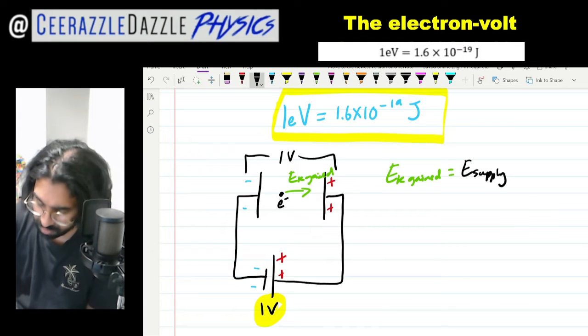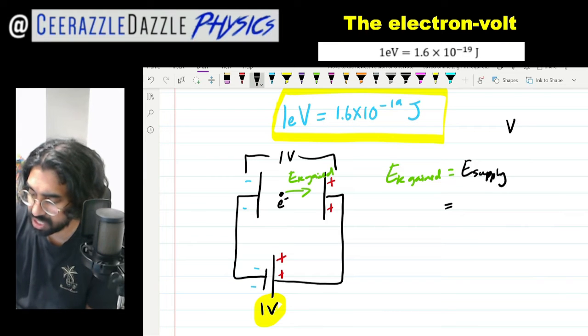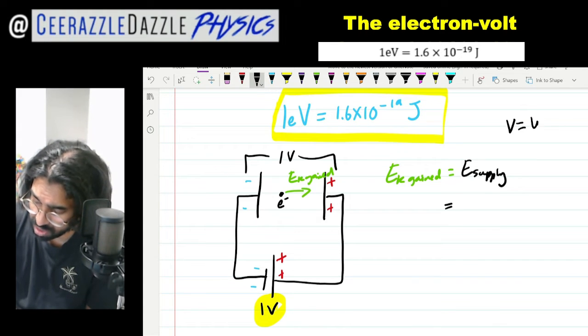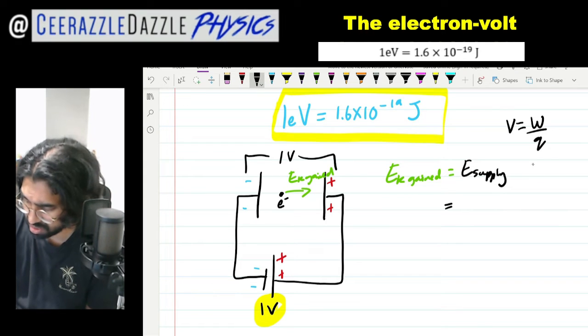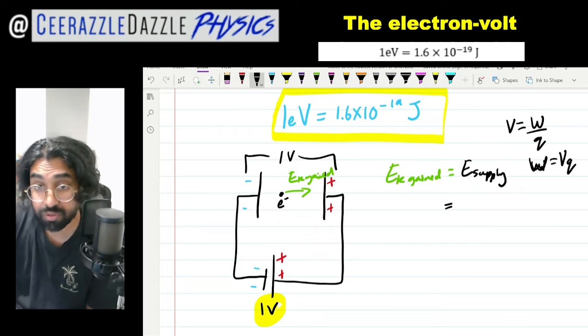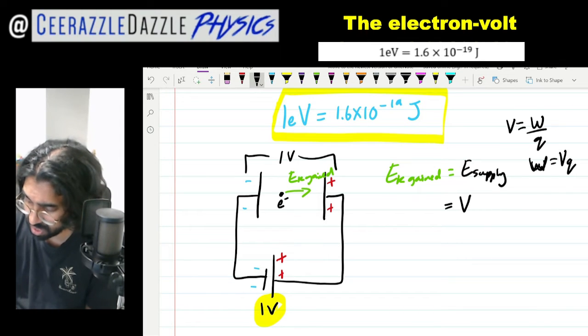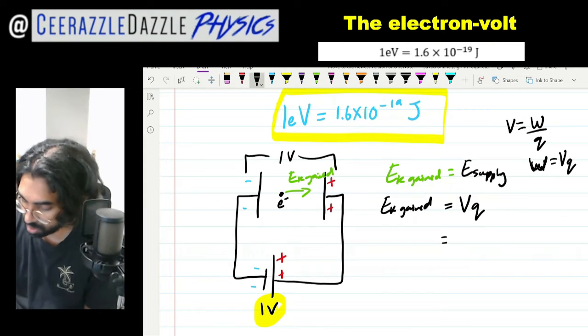So how am I going to link the voltage to the energy from the supply? Well, we recognize that voltage is equal to the work done per unit charge. So the energy it gains, W, is equal to the voltage times charge. You could keep it as E, but you could keep it as W, depending on what you want. So we're going to replace the energy from the supply with V and Q, and the energy obviously is going to be the EK gained. Now, what was the voltage we applied? Hopefully you see it's 1 volt.